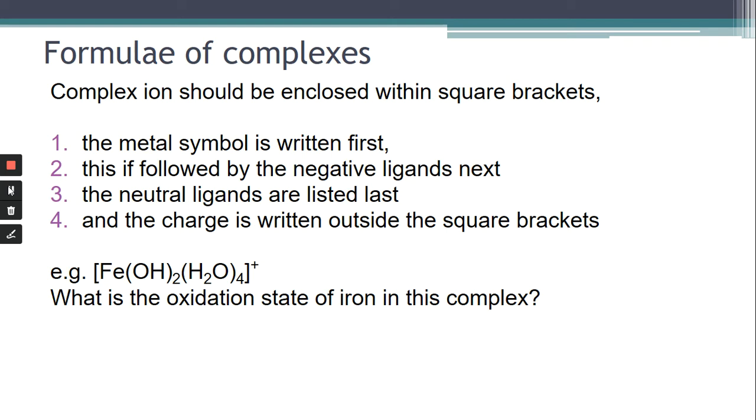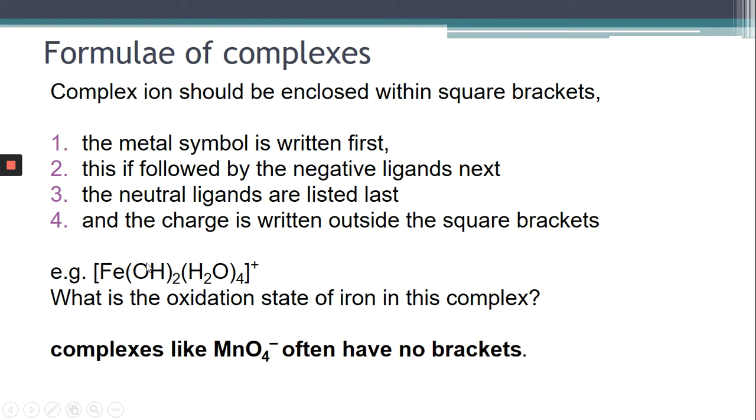For example, what we've got here is iron. That's our transition metal going first within the square brackets. Then we have got our two hydroxide ions. They've got the negative charge, so they go next. Remember, because there's two of them, we need a 2 there. Then we've got our water molecules. They're neutral, so they're being listed last. 4 of them. It then says that we have got a positive charge overall on this whole ion.